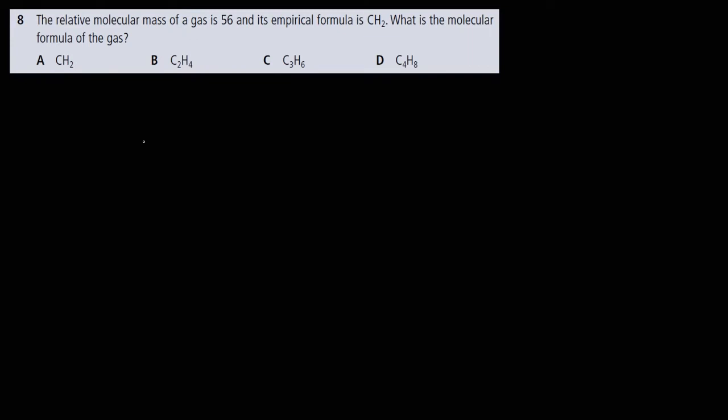The relative molecular mass of a gas is 56 and its empirical formula is CH2. What is the molecular formula of the gas? So if we think about our definitions of empirical and molecular formulas here, we might realize that the molecular formula is just the empirical formula with a certain multiplier. So what we want then is to figure out what that multiplier is. We can do that by taking the molar mass of the empirical formula. So it would be 12 for the carbon plus 2 for the hydrogens equals 14.